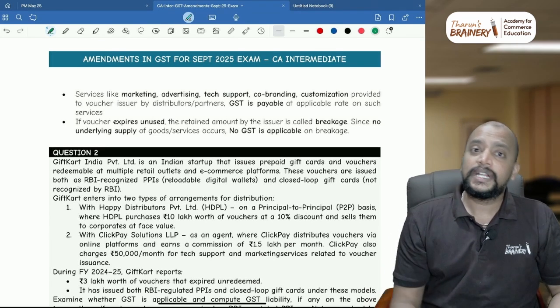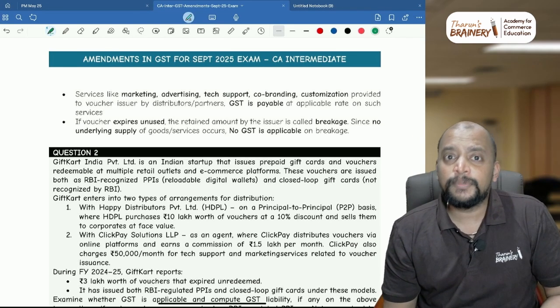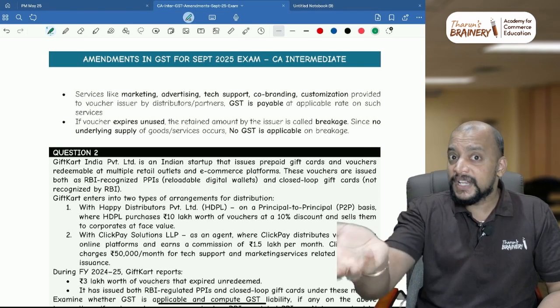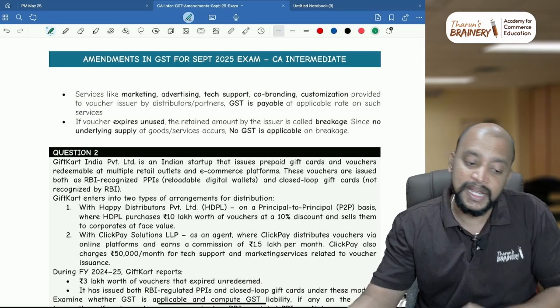Second, what if it is a non-identifiable voucher? For a non-identifiable voucher, the time of supply is always at the time of redemption. What if he is not coming and redeeming? There is no liability at all. Okay, that is the meaning here.